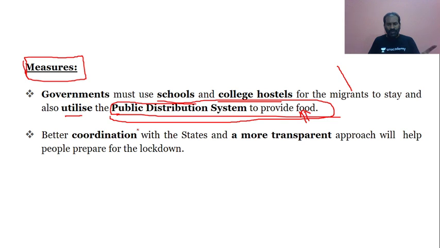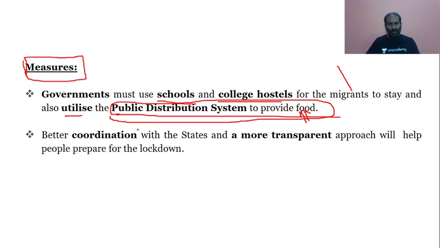Now again, look at the way we are linking it with the kind of measures the government can take up, using the PDS system to provide food for the migrants, and making sure that one nation one card would be appropriate in this kind of pandemic situation, especially for the migrant workers who are part of the unorganized or informal sectors. When the informal or unorganized sectors are hit, that will in turn impact negatively the contribution to the GDP. So one nation one card can make sure it doesn't impact negatively the GDP of the nation.